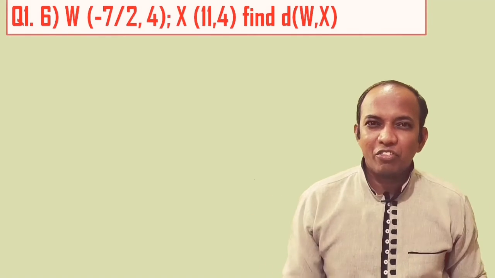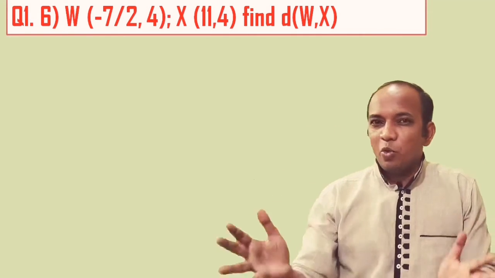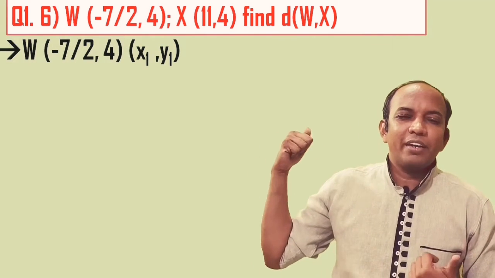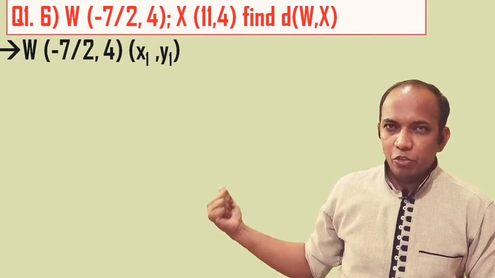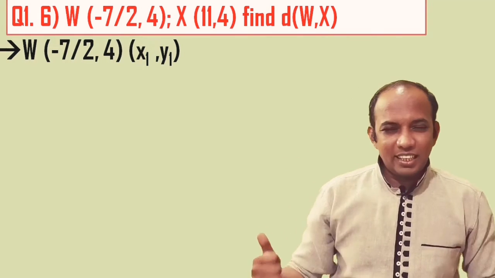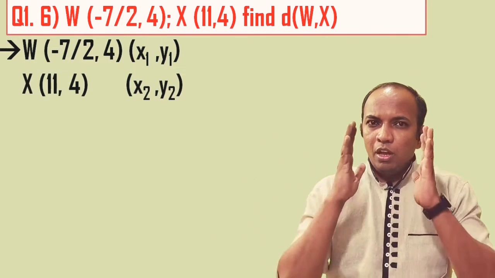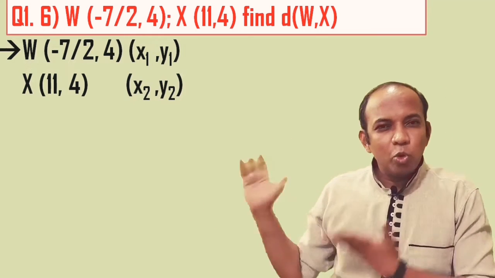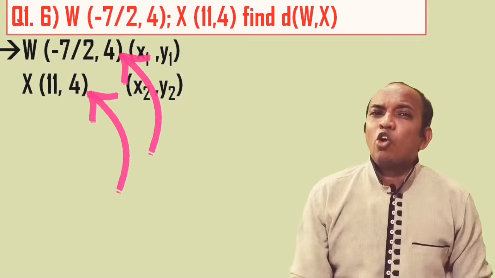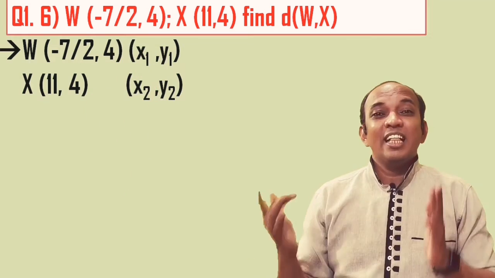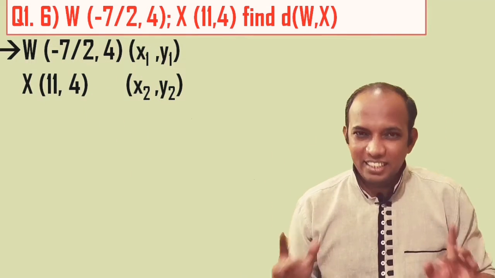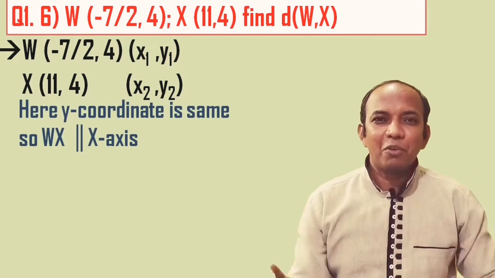So here we go with the next sum on the board. The question is, we need to find the distance between the points W and X. Here the coordinates of W are -7 upon 2 and 4, and for X they are 11, 4. Have you observed something? Here the y coordinate of both the points is the same, and if the y coordinate is the same, that means the segment is of course parallel to the x axis. Isn't it right? Yes, that we have learned previously.